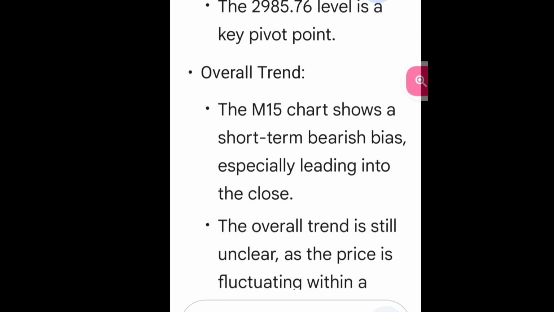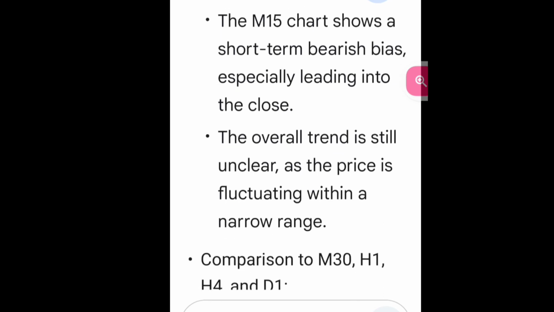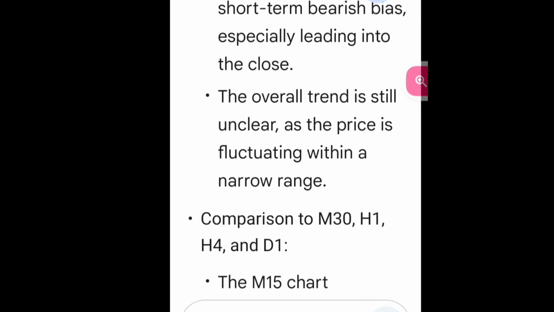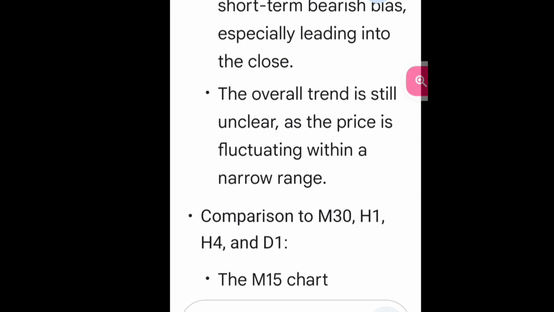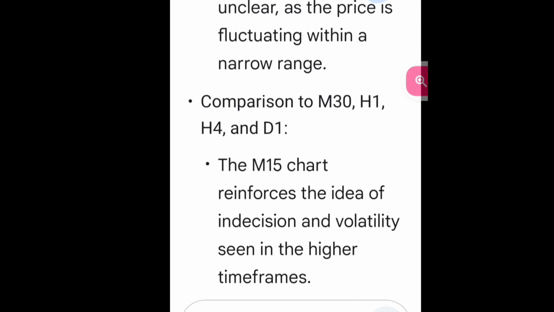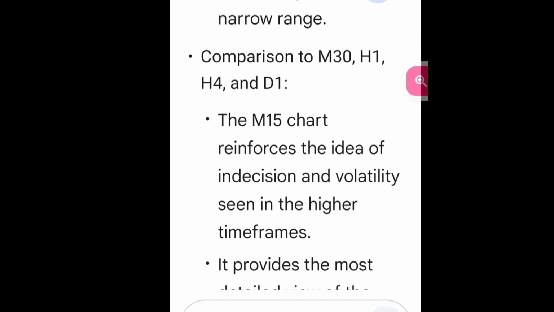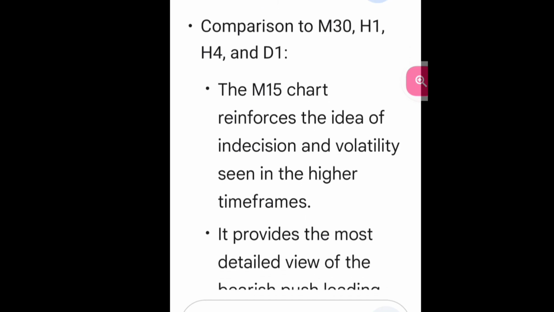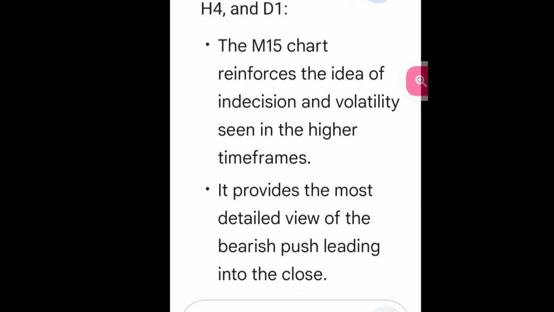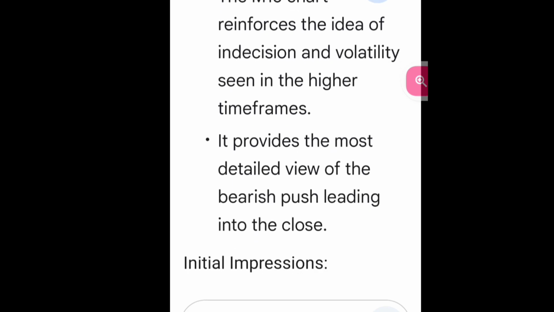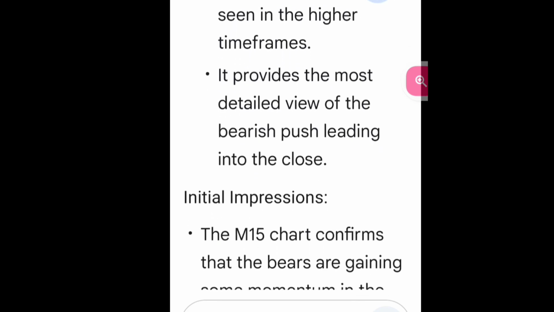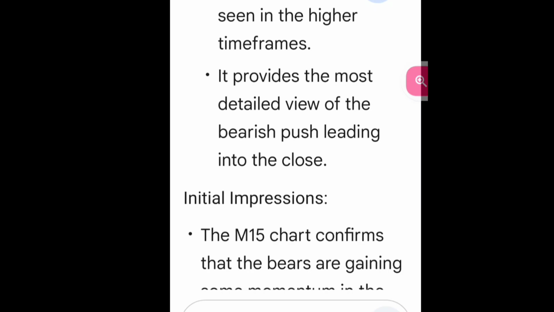Overall trend. The M15 chart shows a short-term bearish bias, especially leading into the close. The overall trend is still unclear, as the price is fluctuating within a narrow range. Comparison to M30, H1, H4, and D1. The M15 chart reinforces the idea of indecision and volatility seen in the higher timeframes. It provides the most detailed view of the bearish push leading into the close.